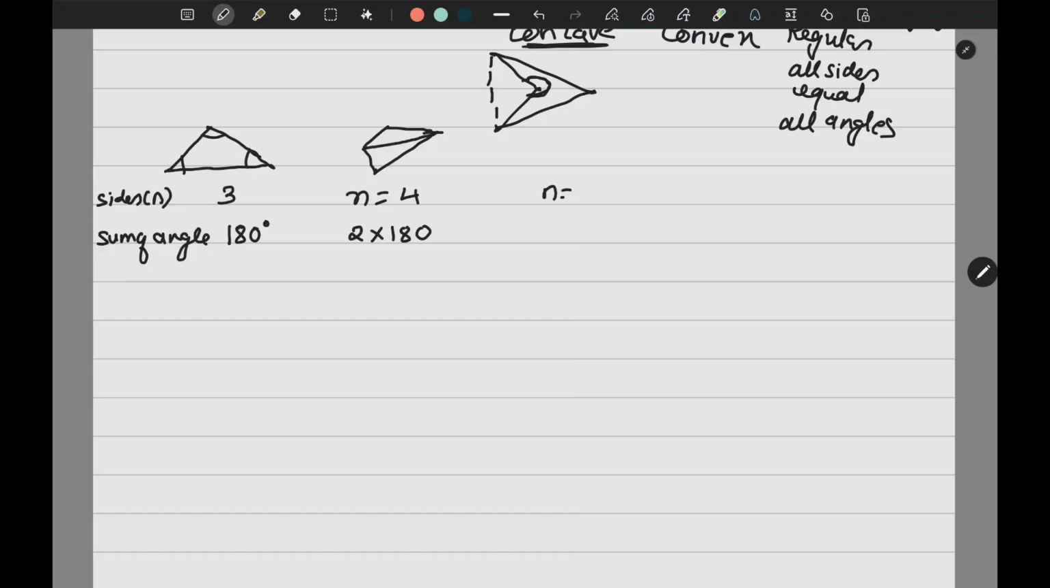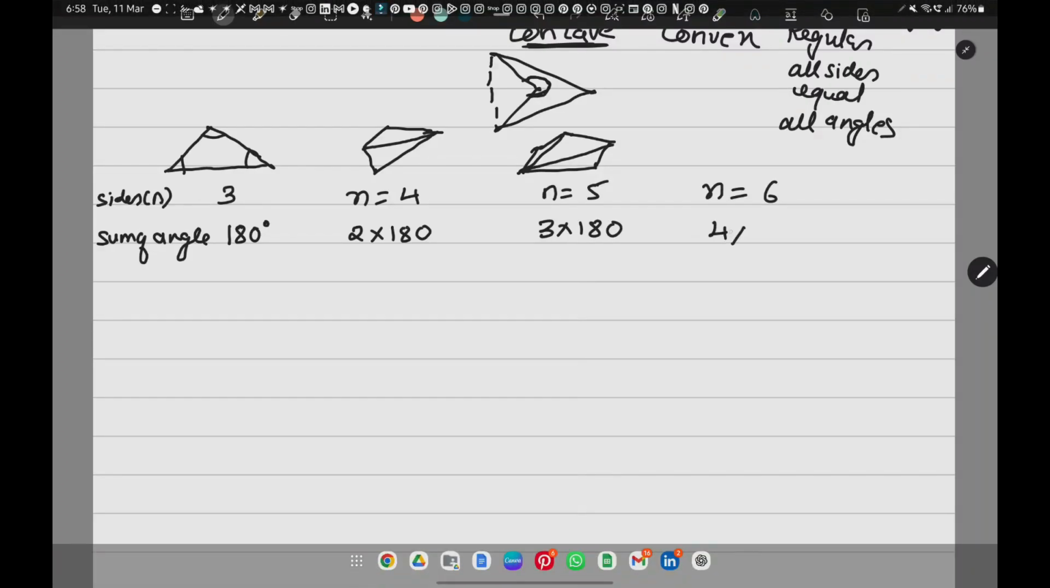Now if I make n equal to 5: 1, 2, 3, 4 and 5. How many triangles can I make? 1, 2, 3. So 3 into 180. In the same way, when I take n equal to 6, I will have 4 into 180.